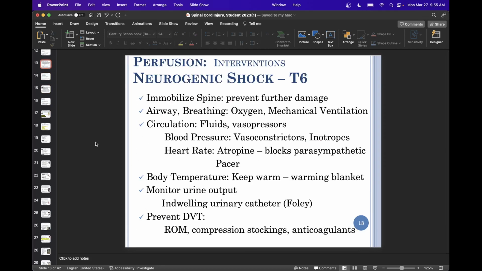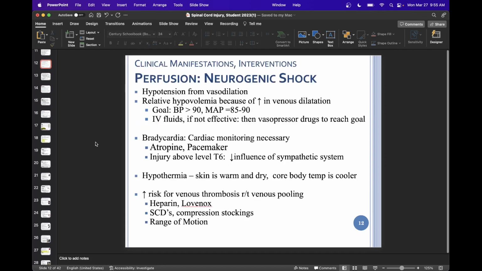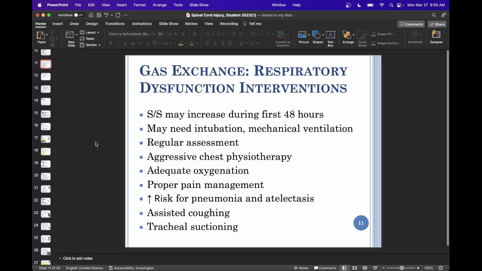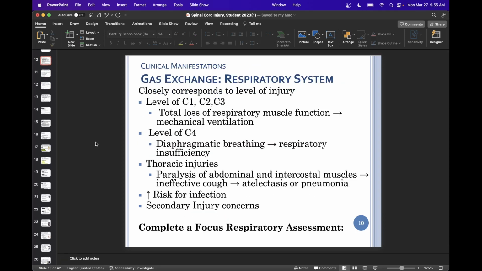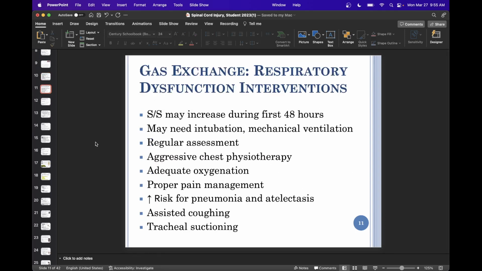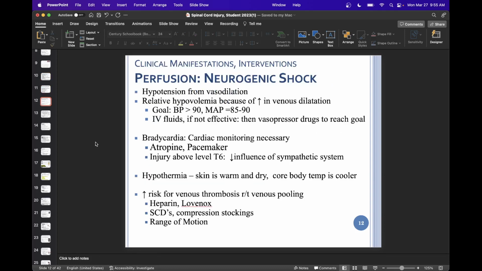What's happening with TW? What's our priority concern? Neurogenic shock as evidenced by the blood pressure and the heart rate. Did it make anything different? Trickery.